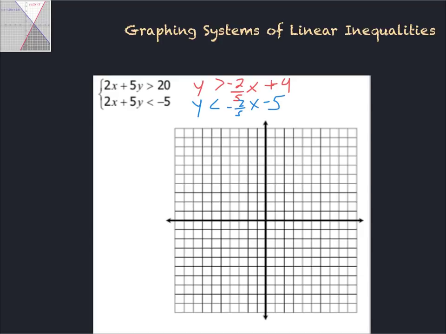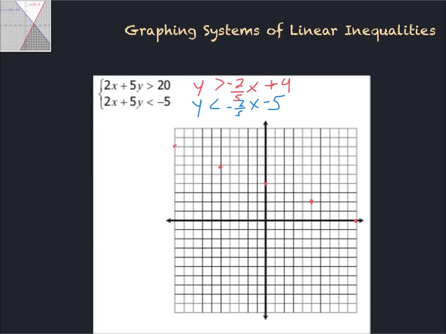So let's graph the red one first. The red one is going to have a y-intercept of 4, which is going to be right here. And for your slope, we go down 2 and to the right 5, which is right here. Down 2 and to the right 5, which would be right here. And we go the opposite way as well.